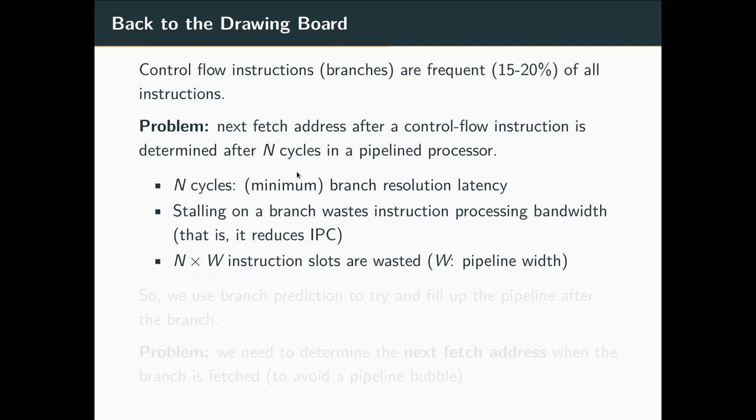Now, if we just stall, so we don't do any prediction, it's going to waste instructions. It's going to waste compute power, right? It's going to reduce our overall IPC, which is just bad, right? So in total, we will have n times W instruction slots wasted, where W is our pipeline width, because we're having to stall and not do anything for that many cycles.